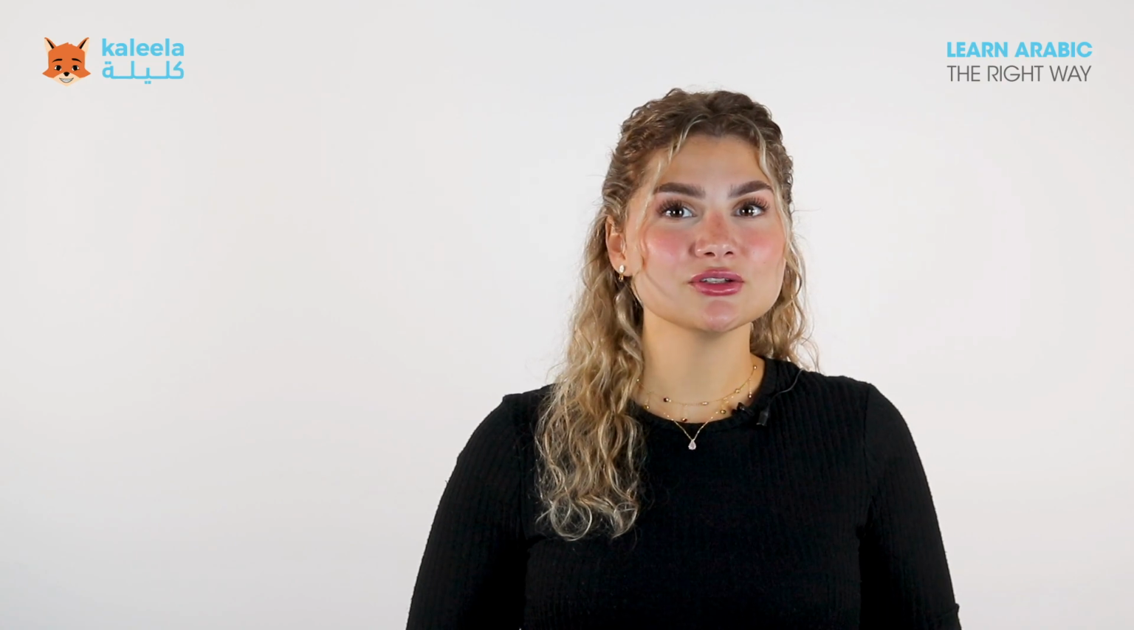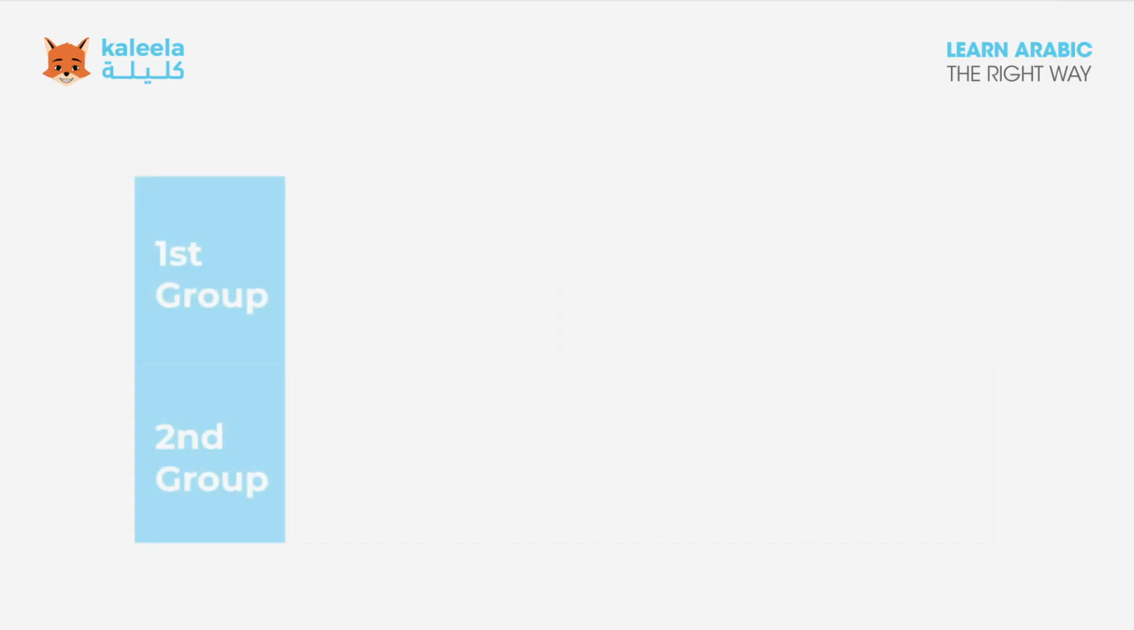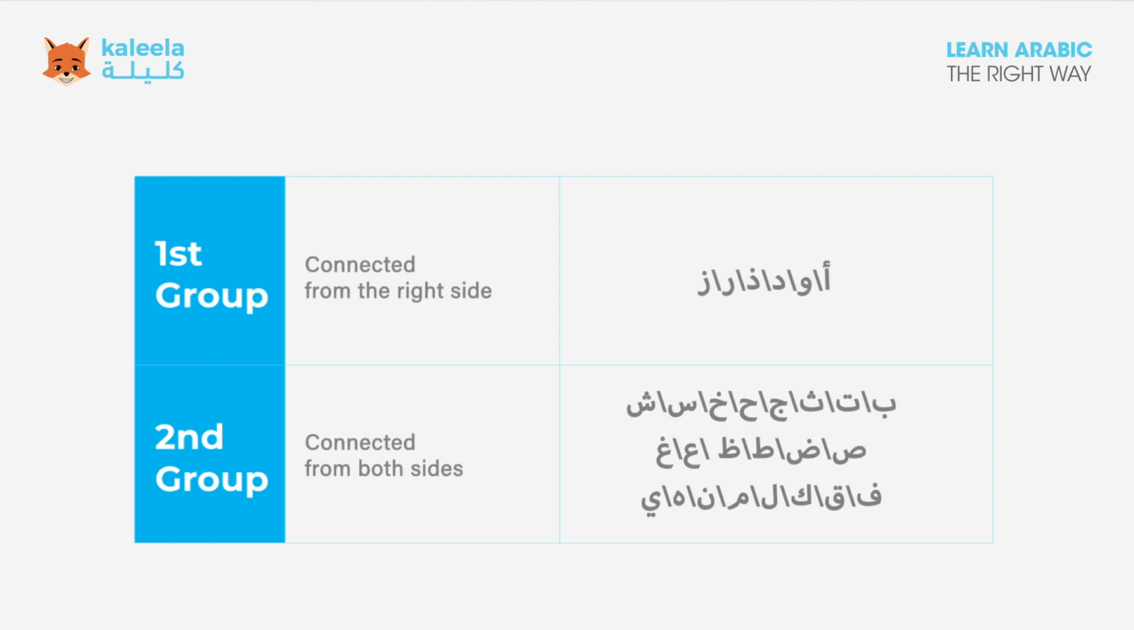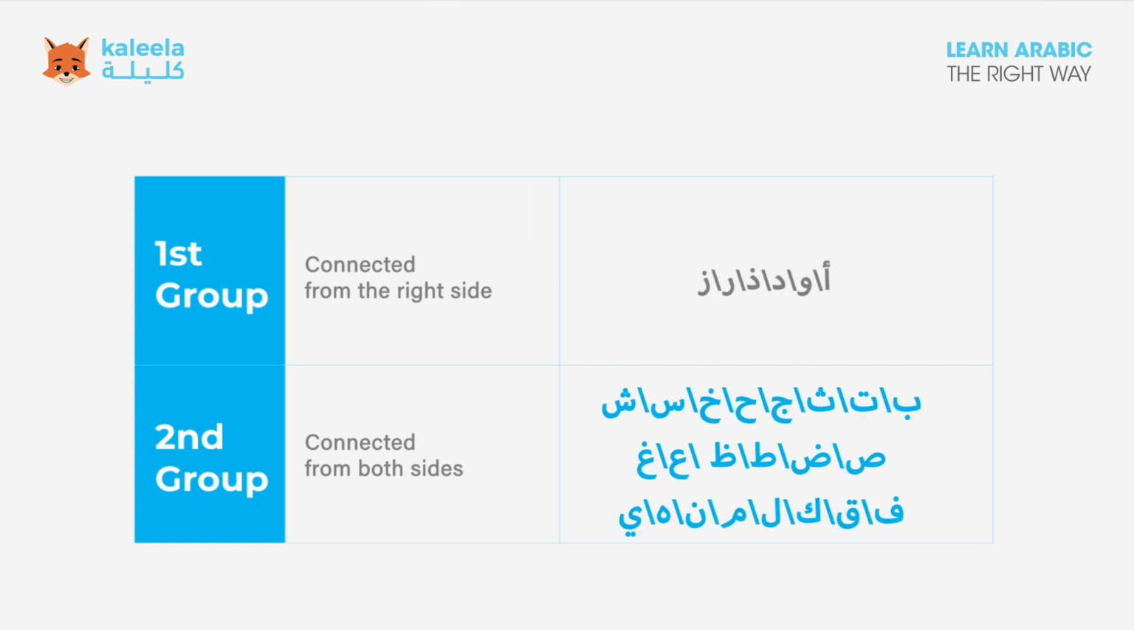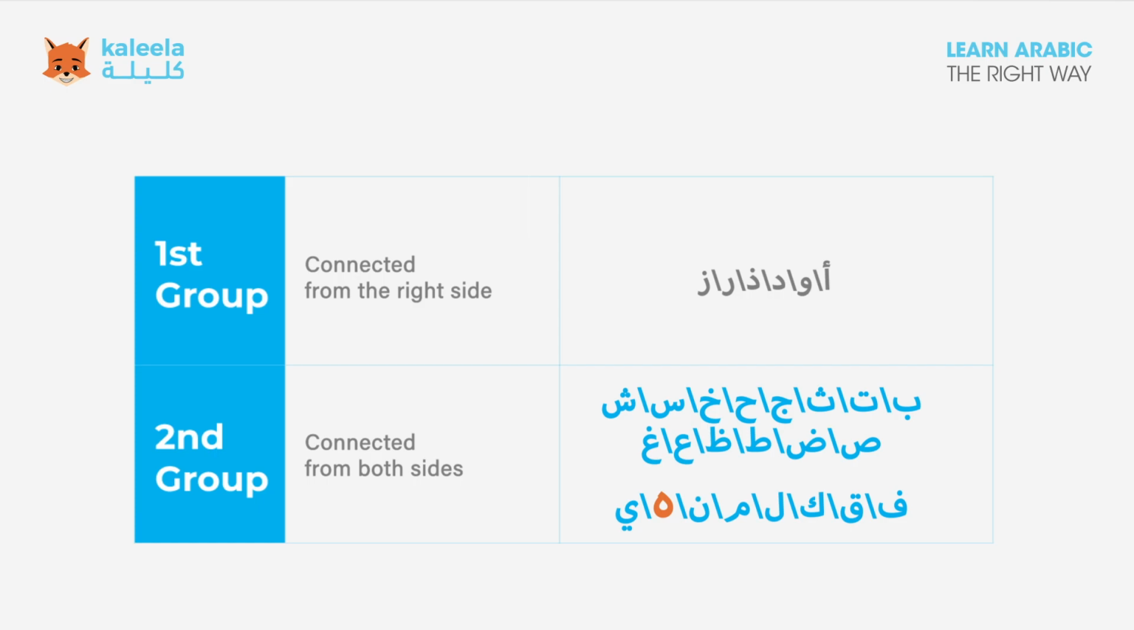Let's start with the standing alone shape of the letter Ha. Here you can see how Ha is written. It looks like a small circle. Before getting to know more shapes of the letter Ha, please note that there are some Arabic letters that can only be connected from the right side, as shown in the first group, and the rest from both sides, as in the second group. And since we're talking about the letter Ha, it falls in the second group, which are letters that can be connected from both sides. Watch the video till the end to know why Ha is connected in some cases and disconnected in others.